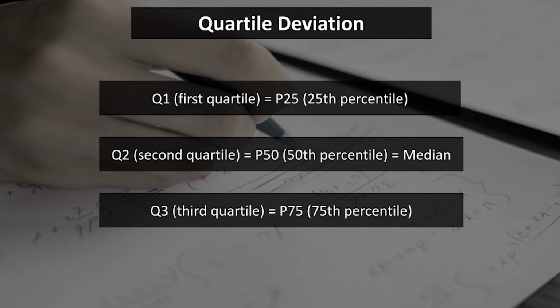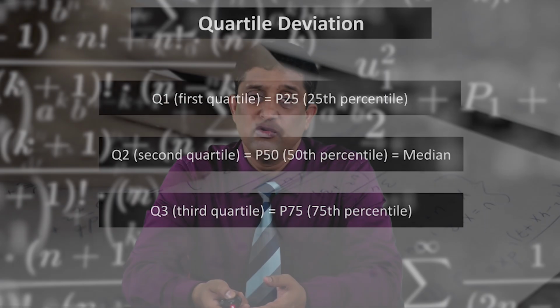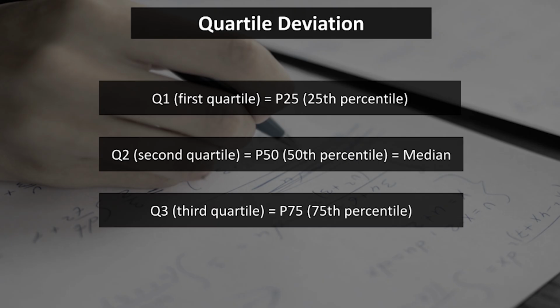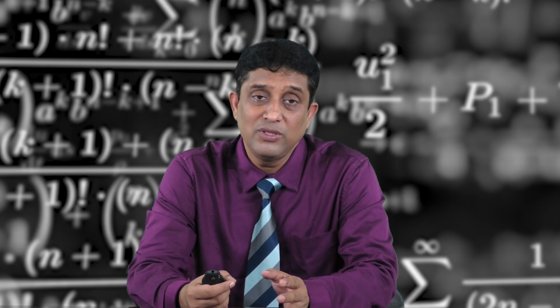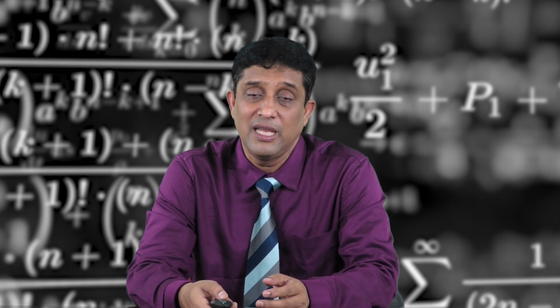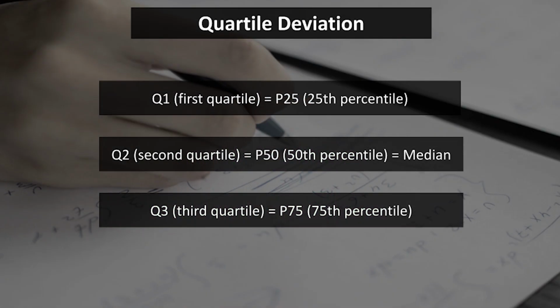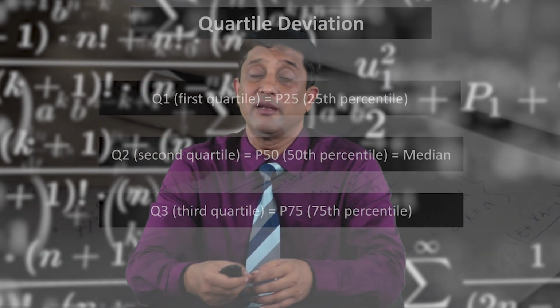25th percentile or P25. Q2 is the second quartile, and we can define the second quartile, Q2, as a point of the distribution below and above which 50% of the cases lie. Okay, so this is Q2, the second quartile. So that is equivalent to P50. So P50 is the 50th percentile, which is also equal to the median.